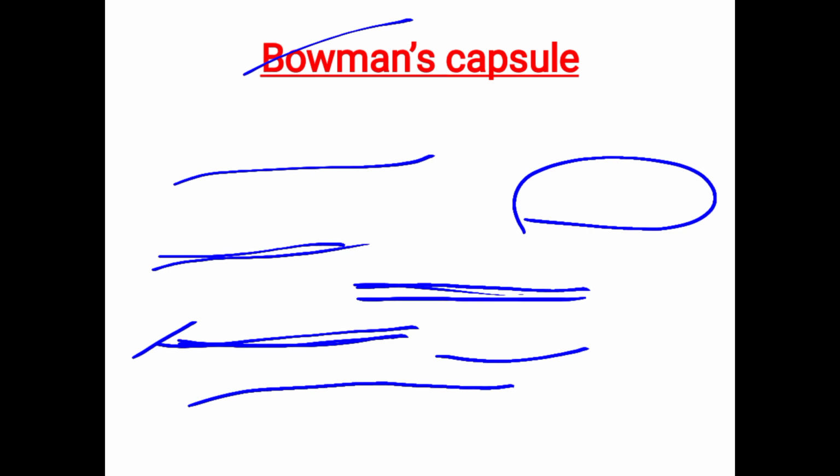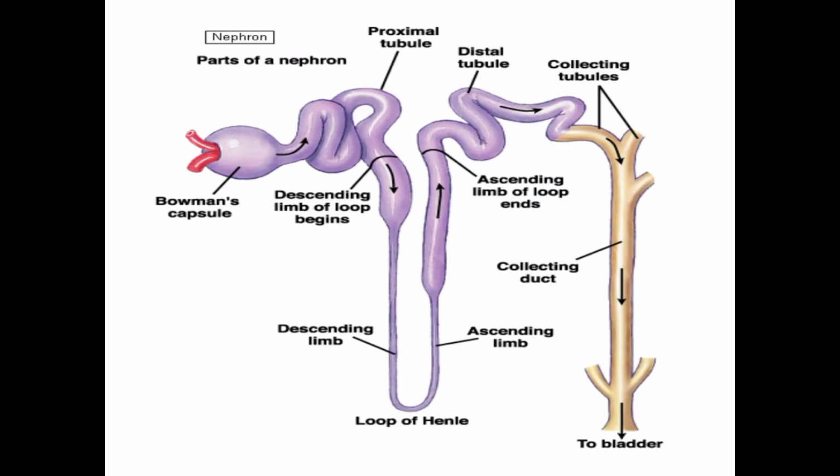You can see the diagram. This is the Bowman's capsule. This is the renal corpuscle, the round part. The renal corpuscle is made up of both. These are the afferent and efferent arterioles, that is, the glomerular capillaries. Clear? That is the first part of the nephron.